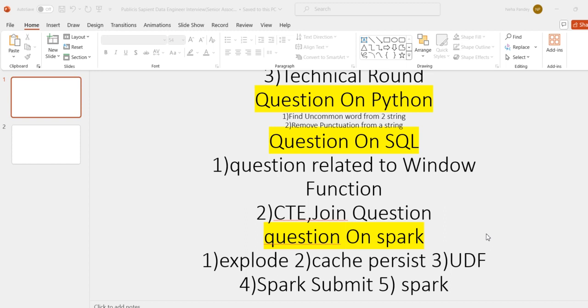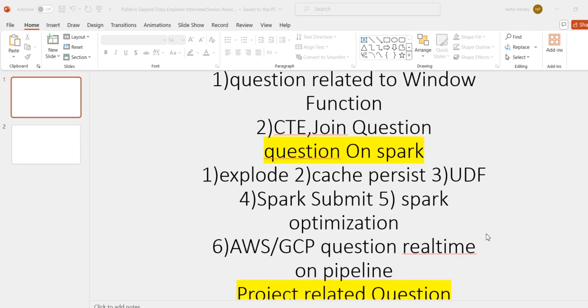And if you are good with that, then you will clear any interview related to the data engineering field. In the next video we will discuss these topics in detail, like what are cache, persist, explode, UDF, what is spark-submit, and how we do Spark optimizations. We can see some live examples also. We will do some hands-on on these questions also.